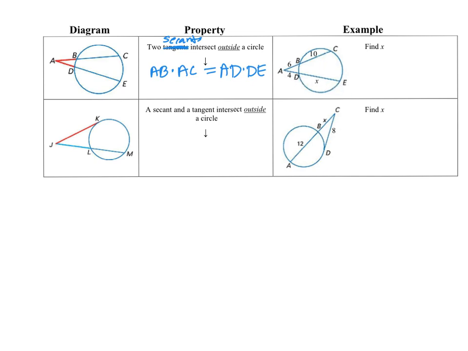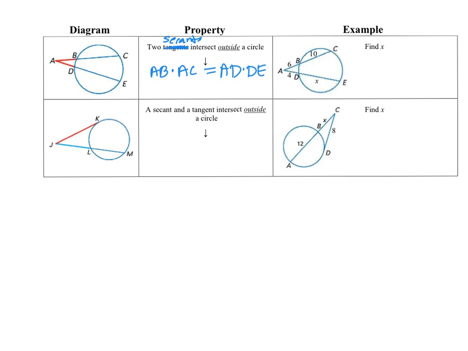So the theorem tells us that if we look at the first secant and we take the product of the outside part times the whole thing. Now do not take 6 times 10. That's what you do when you have, that was our last theorem, when we had segments that intersect inside the circle. So it's not 6 times 10, it's 6 times the whole thing.